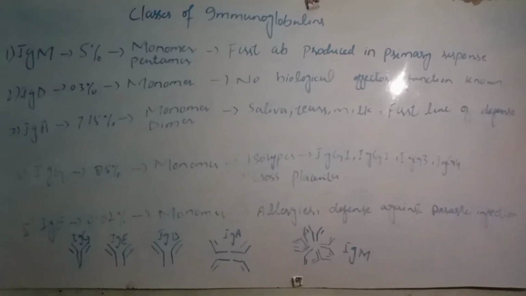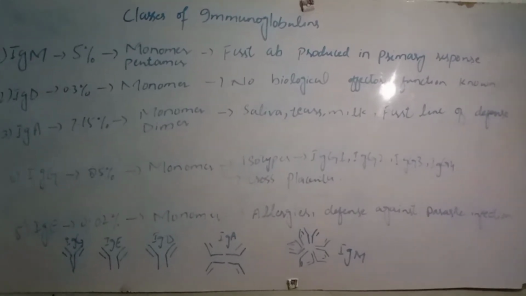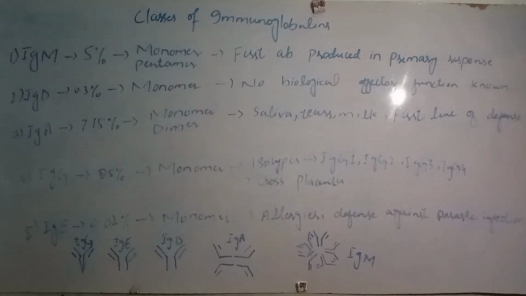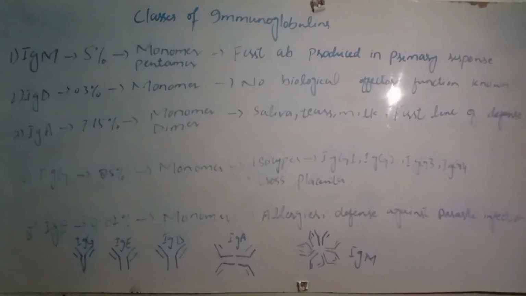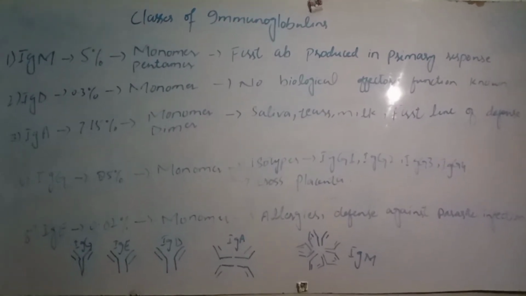It means a resting B cell, and it is found in serum in the concentration of 5% and is secreted as a primary response to any antigen. It is the first antibody produced by the fetus, and it is the main complement activator immunoglobulin.